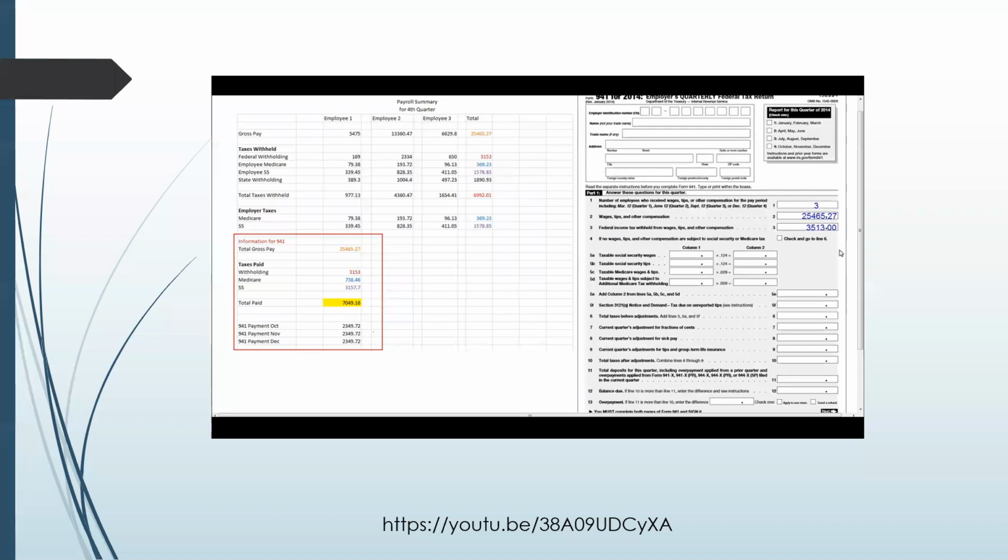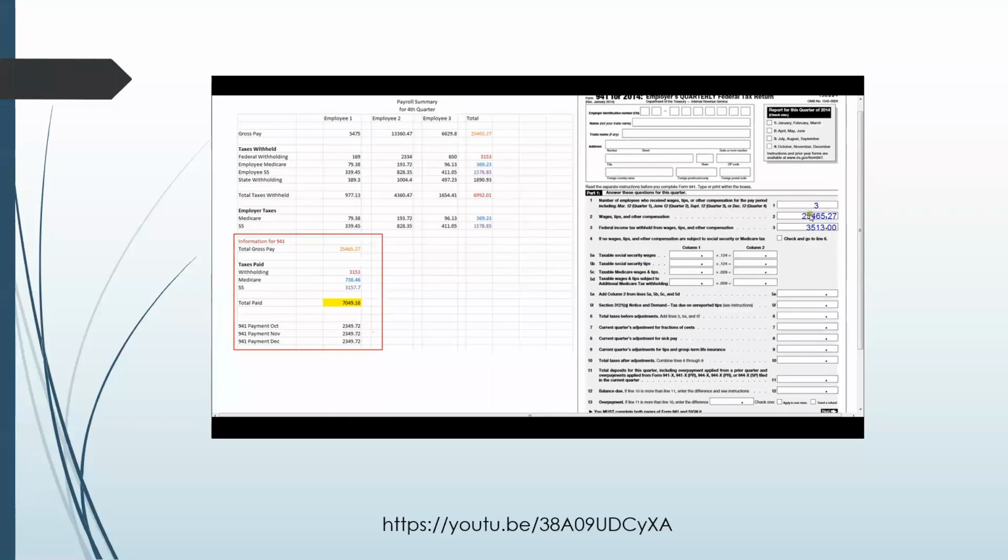Number 4 says that there are no wages, tips, and other compensations subject to Social Security and Medicare tax. Then you'll check this line and go to line 6. But we have paid Social Security and Medicare, so we are going to complete 5A through 5F technically. So 5A is the taxable Social Security wages. And again, this is not broken out by employer and employee. So we're going to include all the wages here that we paid.